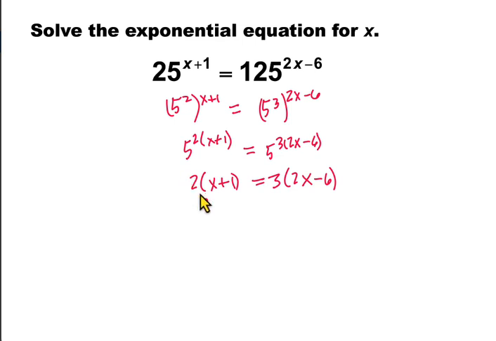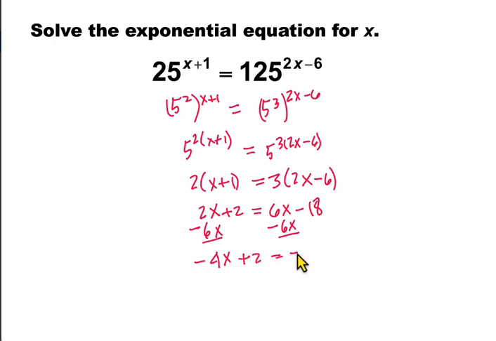On the left, we distribute the 2 to both terms in parentheses to get 2x plus 2. Then we do the same on the right, distributing the 3 to both of these terms, so we get 6x minus 18. To solve for x, we need to remove the 6x from this side of the equation, so we subtract 6x from both sides. And we get negative 4x plus 2 equals negative 18.